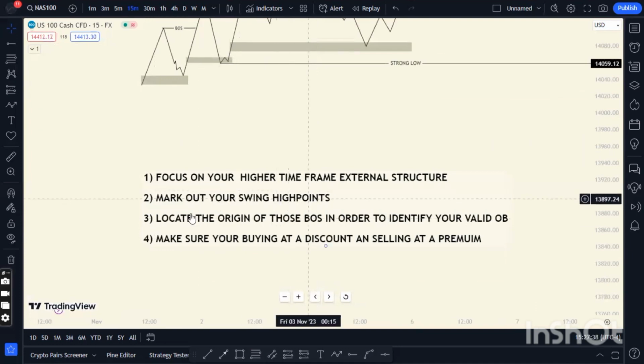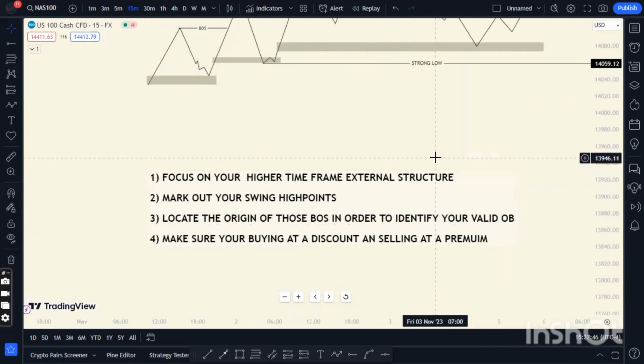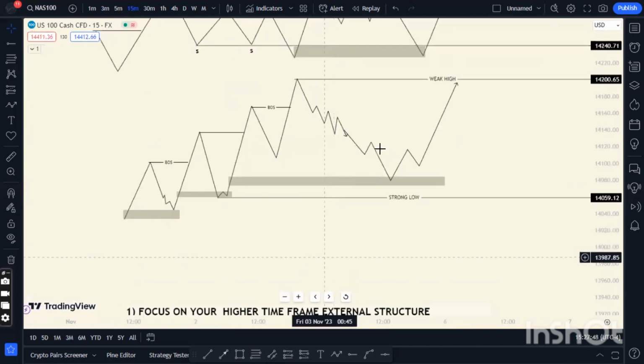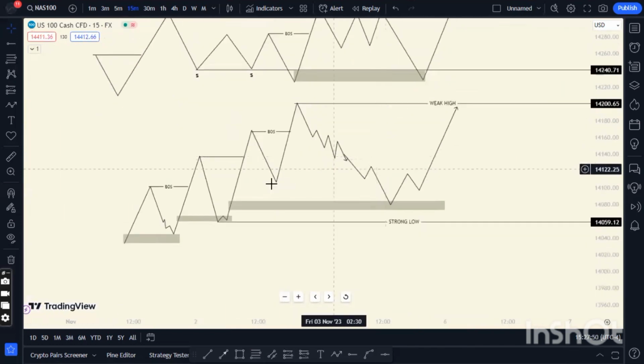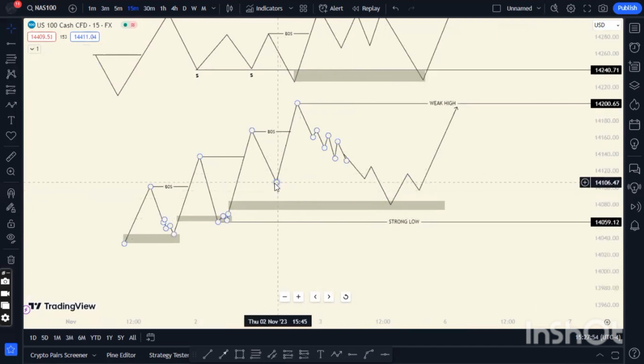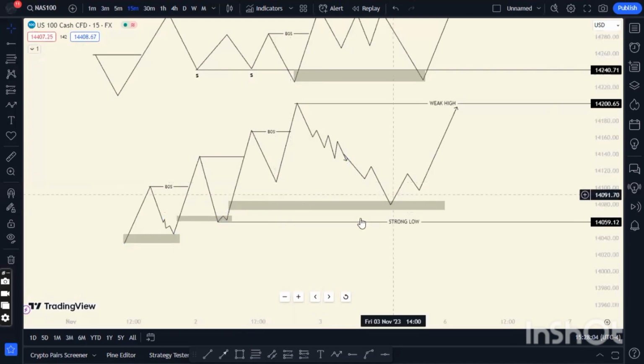So you mark out your swing high points. Number three, locate the origin of those break-of-structure moves in order to identify your valid OB. If you do this, you'll be able to spot these mistakes, like this one I showed you guys here. You see some persons, they say they trade reactions in the market. It doesn't make sense. Why would you risk your money to trade reaction? Go for OB that you know would hold.